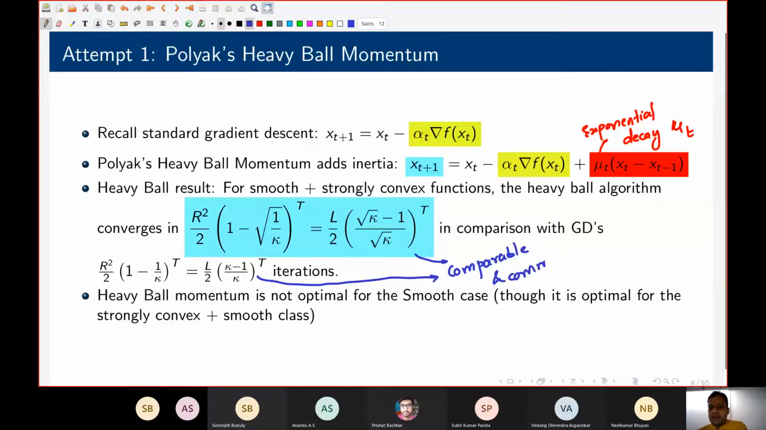Comparable and commensurate with lower bound, which we kind of alluded to in the last class. So this seems to be fine for smooth and strongly convex functions. We might have a slight challenge when it comes to just the smooth case, only the smooth case, without strong convexity. So when I say only smooth, it's only smooth plus vanilla convexity. That goes without saying.